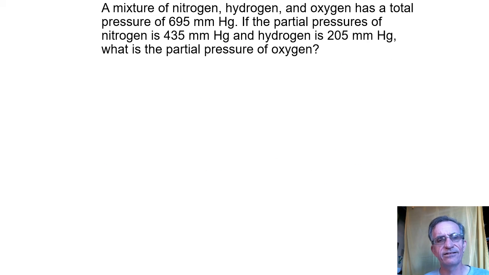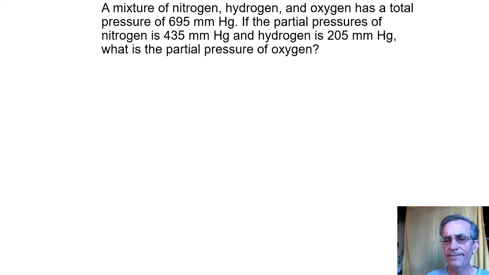And let's see here, it says a mixture of gases contains nitrogen, hydrogen, and oxygen, and the total pressure is 695 millimeters of mercury. If the partial pressure of nitrogen is 435 millimeters of mercury, and hydrogen, it's 205 millimeters of mercury, what's the partial pressure? How much of the pressure, in other words, is coming from oxygen?